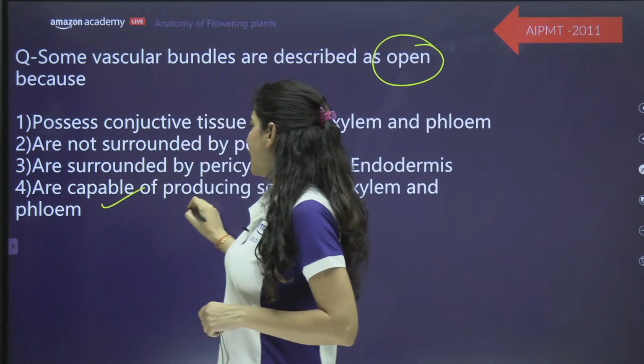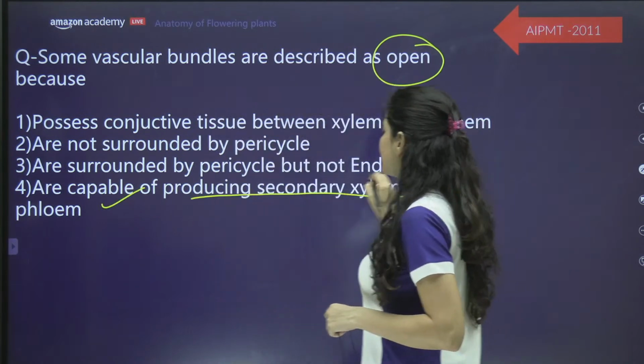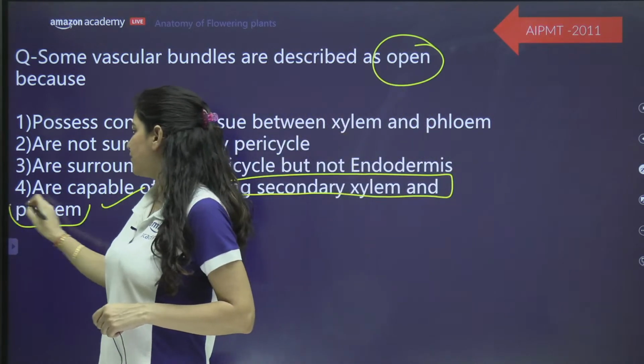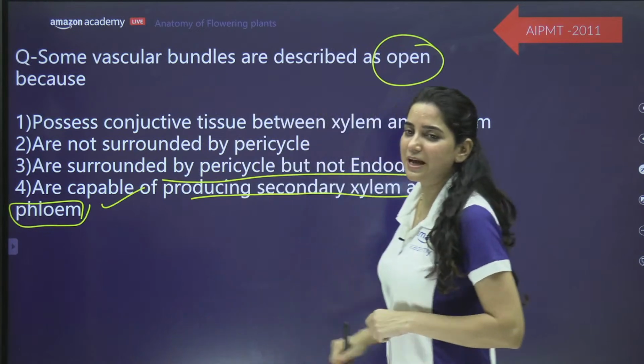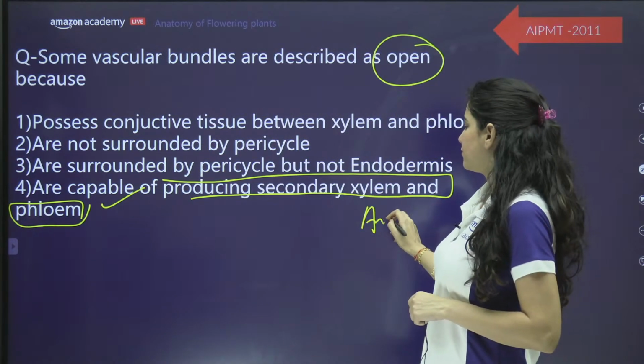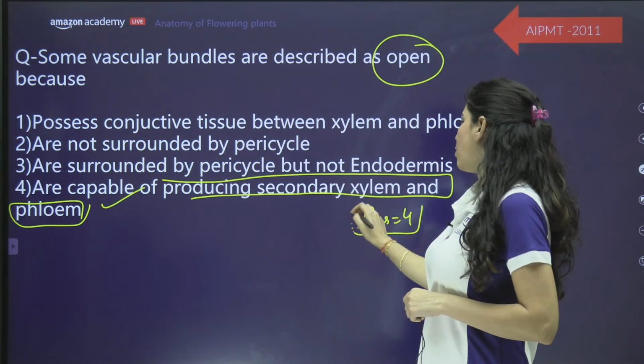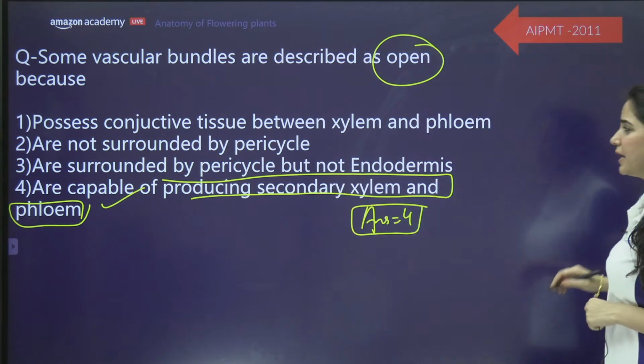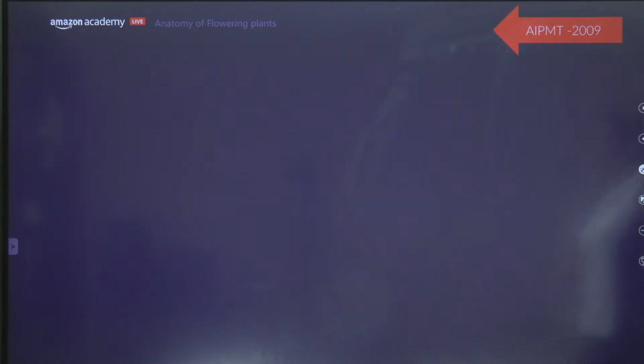Yes, they are capable of producing secondary xylem and secondary phloem. Secondary xylem and secondary phloem. That's why they are known as open for secondary growth. Yes, correct.